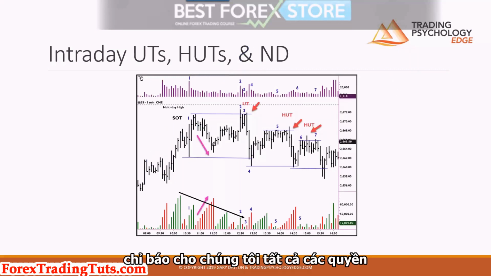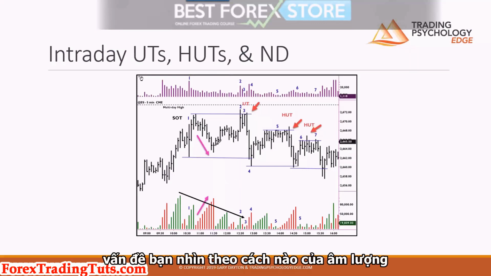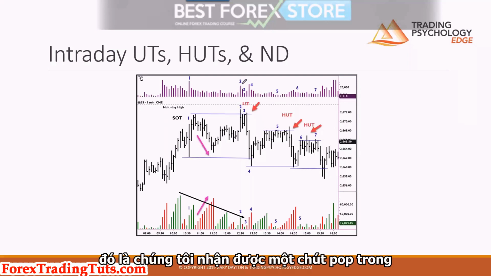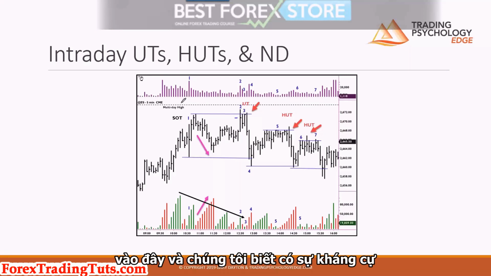All right. Then as we go up, what do I notice? No matter which way you look, the volume's coming down. We come up to bar 2, we get that little pop in volume, and look at the close. Well, that's weakness. We try to go up into here, and we know there's resistance on this multi-day high, and it closes back underneath. That's what we call an upthrust.